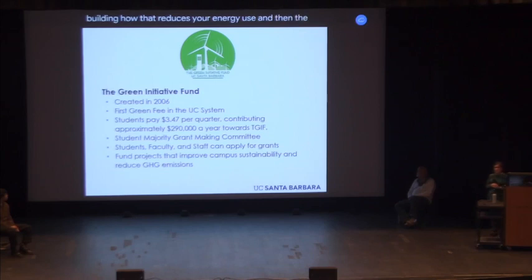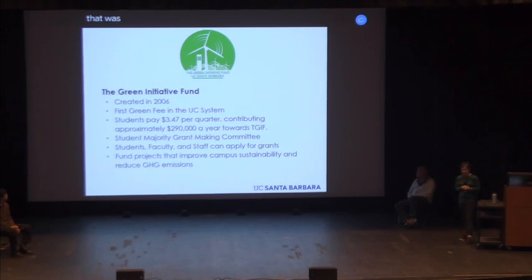And then the Green Initiative Fund. I mentioned that Lab Rats and PACES work, and we often find funding opportunities. One of those opportunities is often the Green Initiative Fund, which was created in 2006. It's the first green fee in the UC system. Students pay $3.47. We used to say it was about the amount of a Free Birds burrito, but I think prices went up a bit.